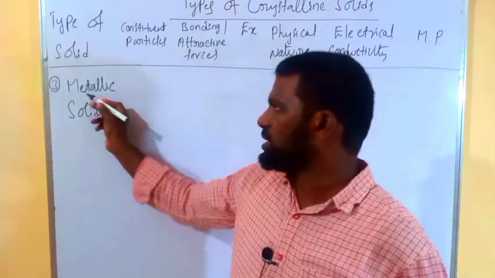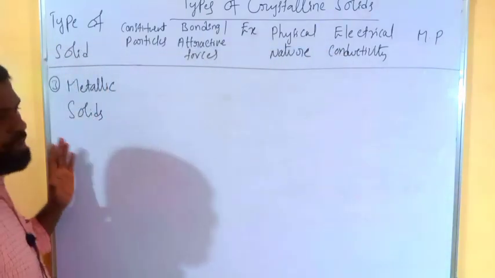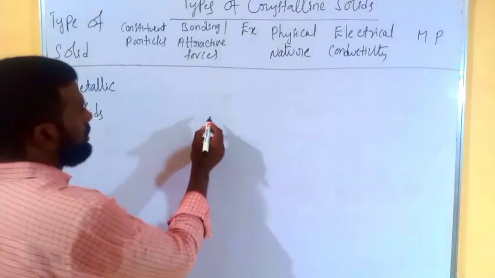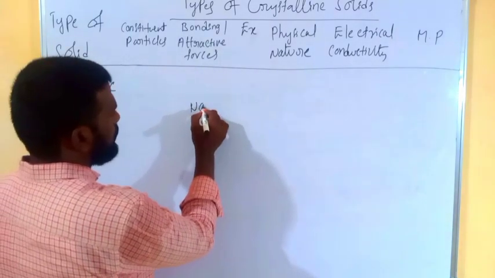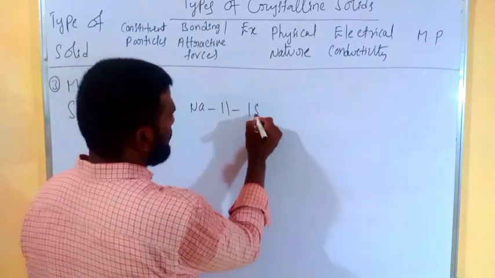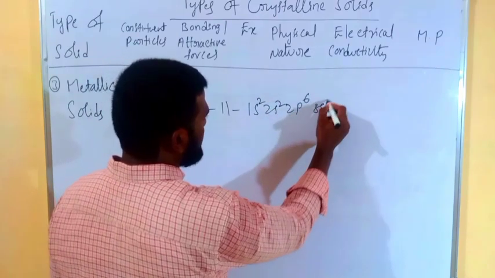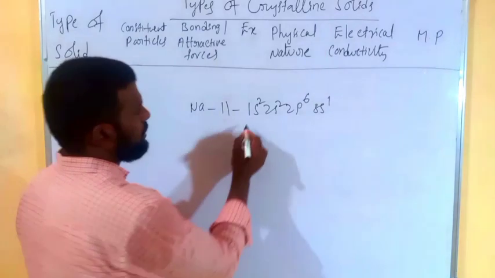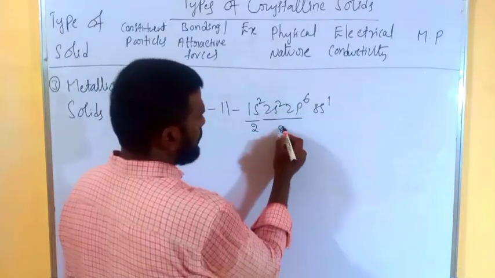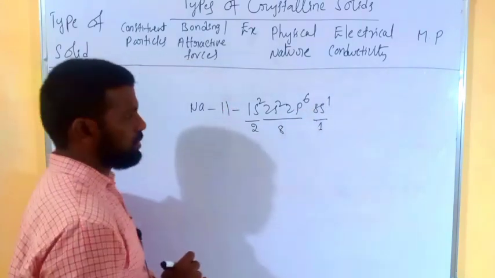Next, the third one is metallic solids. Metallic solids include all types of metals. Say, for example, sodium, whose atomic number is 11, electronic configuration is 1s2, 2s2, 2p6, 3s1. Here in the first shell there are 2 electrons, in the second shell 2 plus 6, 8 electrons, and in the last shell there is 1 electron.